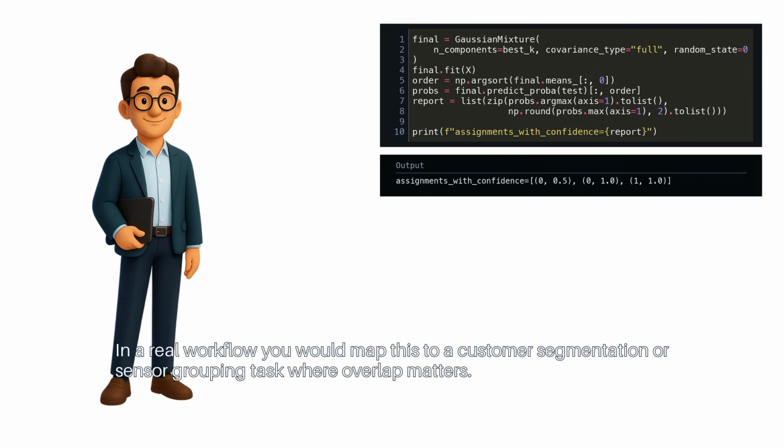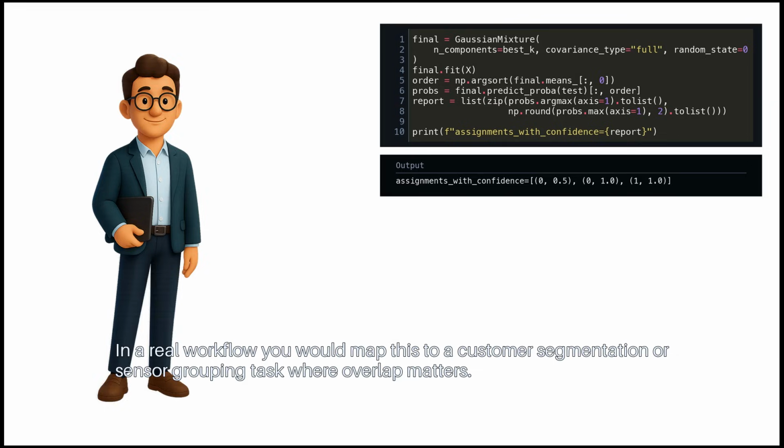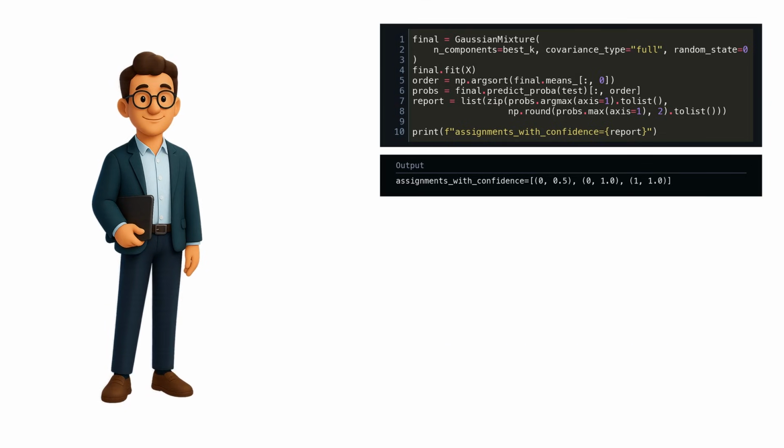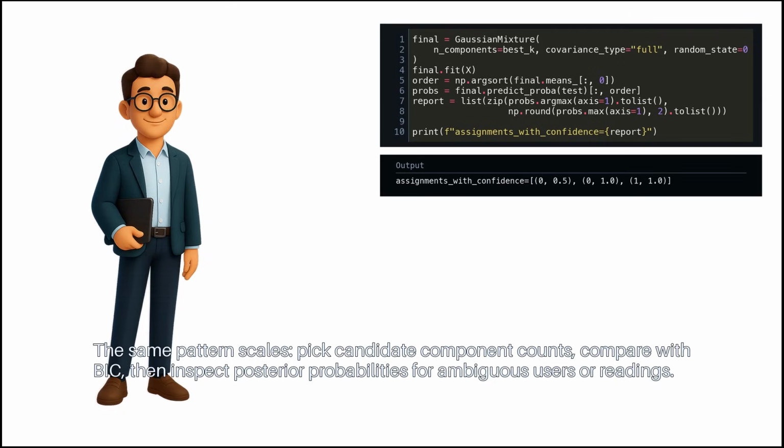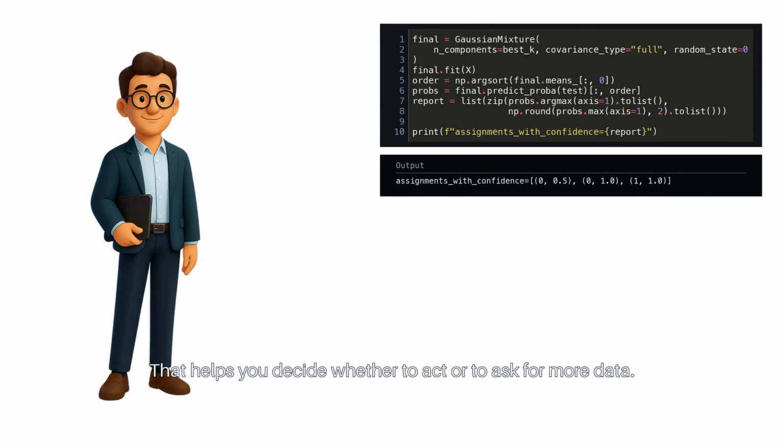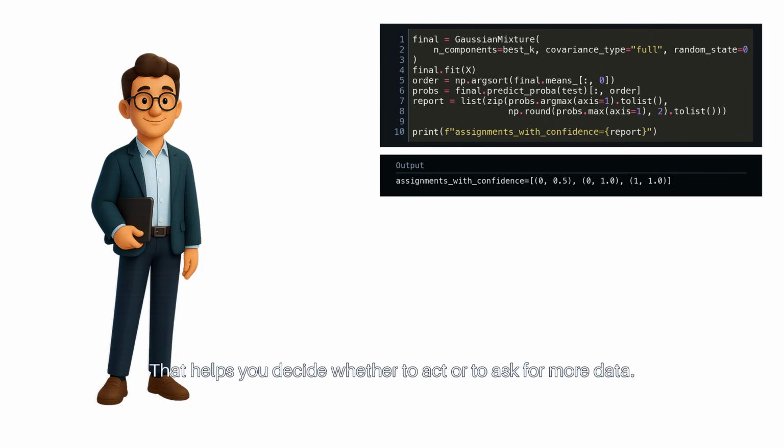In a real workflow, you would map this to a customer segmentation or sensor grouping task where overlap matters. The same pattern scales. Pick candidate component counts, compare with BIC, then inspect posterior probabilities for ambiguous users or readings. That helps you decide whether to act or to ask for more data.